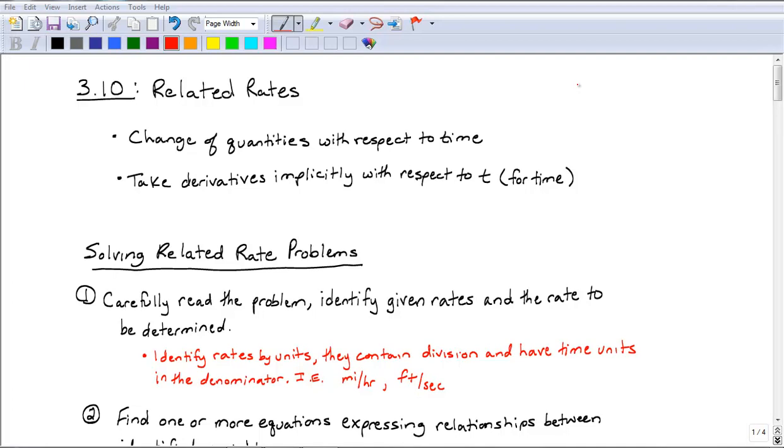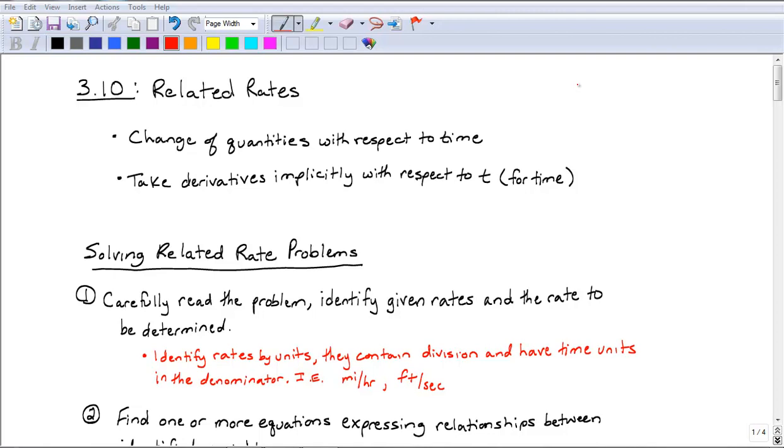Section 310 is called the related rate section, and whenever you hear the word rate, that means with respect to time. So you're dividing by how much time it takes you to do something when you're thinking of a rate. For example, the rate of speed might be miles per hour, distance divided by time. The growth rate of a population might be people per year. The number of people over the time units, in that case years.